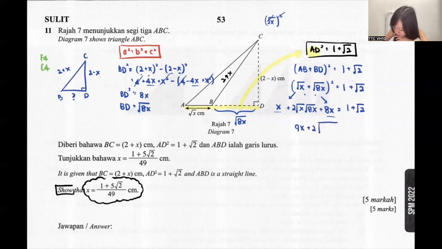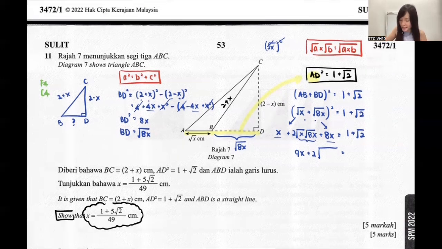How about this one? Since this 2 is together under a square root, I hope you guys remember, square root a times square root b will become surd a times b. This is the formula you guys learned under surds. So you guys can actually combine them together. So surd x times 8x. So it will become 9x plus 2 square root 9x.